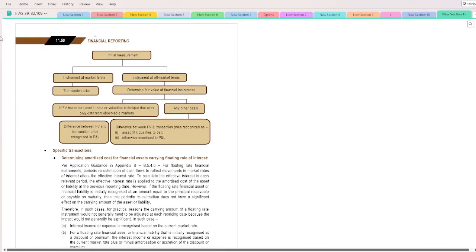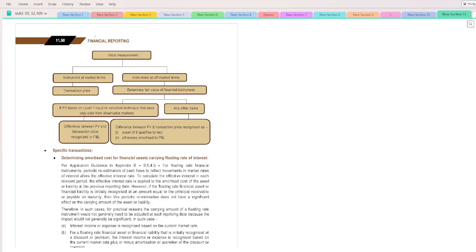Okay, so again the same thing I have explained to you. It will make your base more strong. So, initial measurement: instrument at market terms, then the transaction price. Why the transaction price? Because the fair value is equal to your transaction price, because it is entered at market terms. Okay. Instrument at off-market terms.